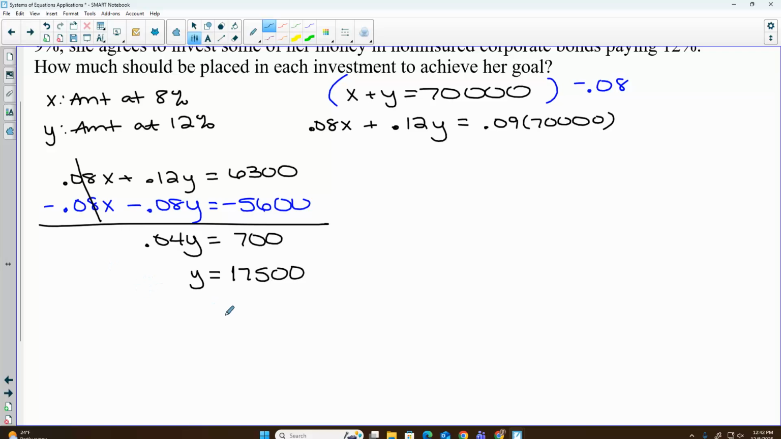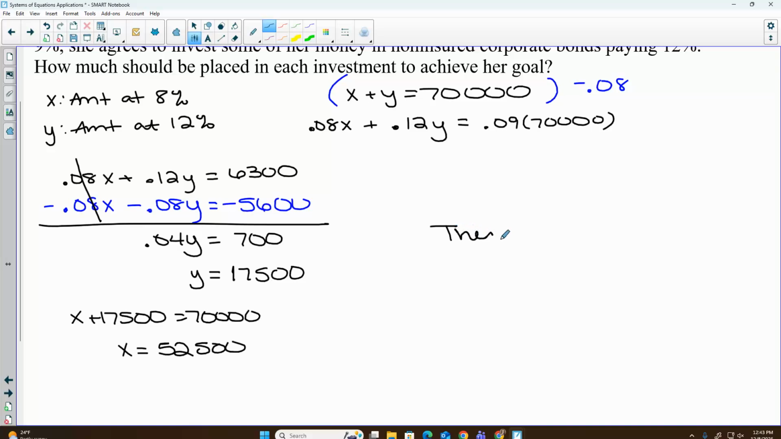We have to answer the question. I have y. How would I get x? Either equation. The first one's probably easier. So x would be 52,500. And then we just write it as a sentence.